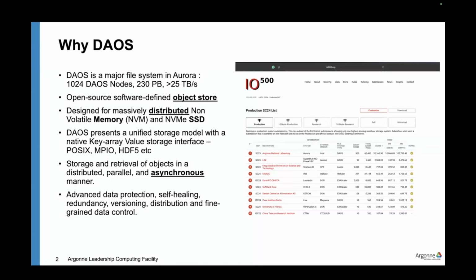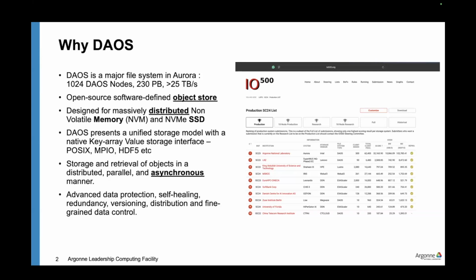DAOS presents a unified storage model with native key value and array, and different storage interfaces. You can use POSIX, MPIO, HDF5, and if you want, a direct DFS interface, which will give you even faster performance. The storage and retrieval of all the objects are distributed, in parallel, and in an asynchronous manner. It also has other features like data protection, self-healing, redundancy, versioning, and more fine-grained controls.